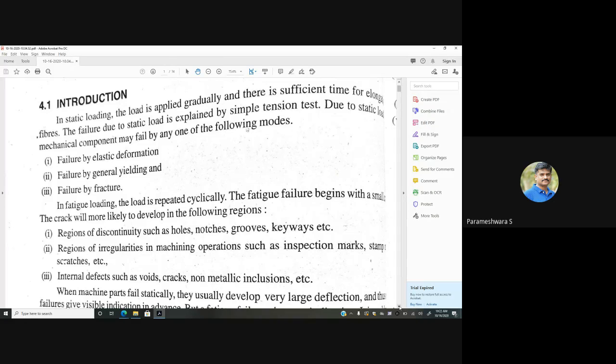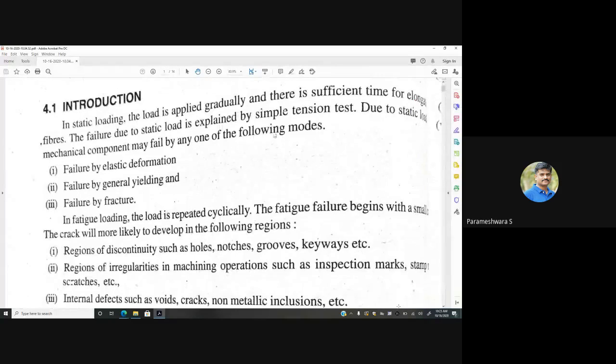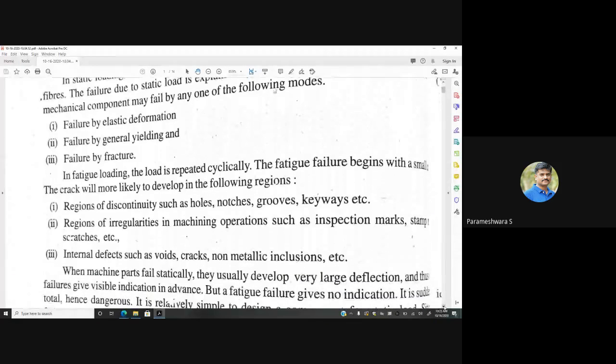And this fatigue failure happens with a small crack which is initiated from the regions of discontinuity such as holes, notches, grooves, and keyways, and the regions of irregularities in machining operations such as inspection marks, stamps, scratches, etc. Also a few internal defects such as voids, cracks, and non-metallic inclusions are responsible for this fatigue failure.